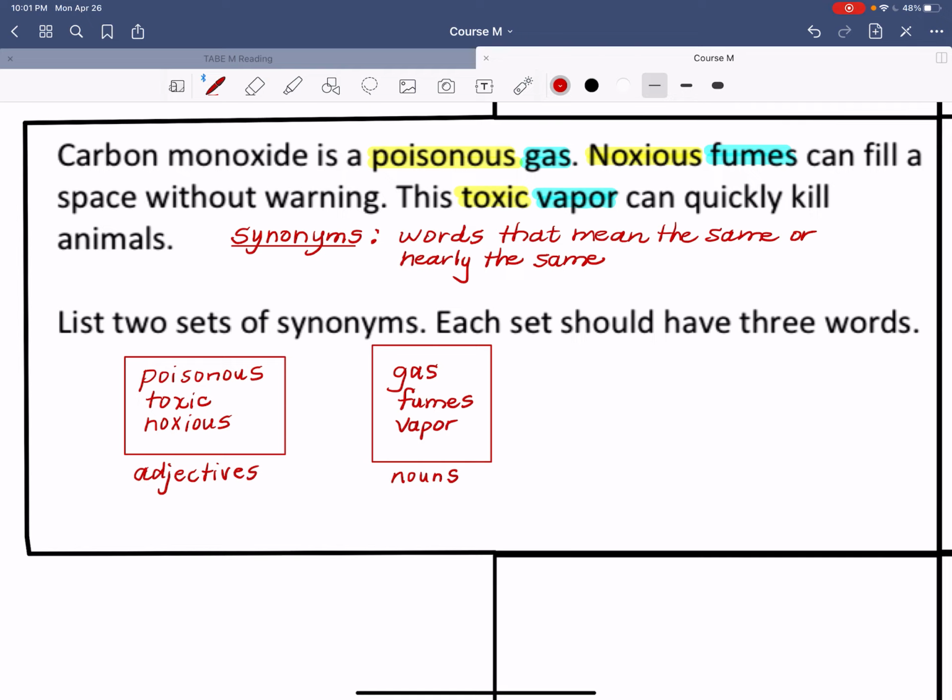So these two sets of synonyms each have three words. Poisonous, toxic, and noxious are in a set, and then gas, fumes, and vapor are in a set. And you can use those words interchangeably. If you're writing an essay, you can use the word gas or you can use the word vapor, and you're not changing the meaning of your words.